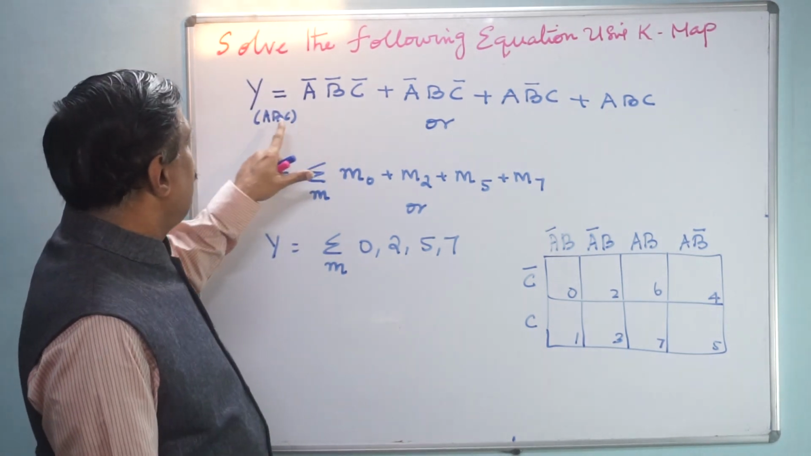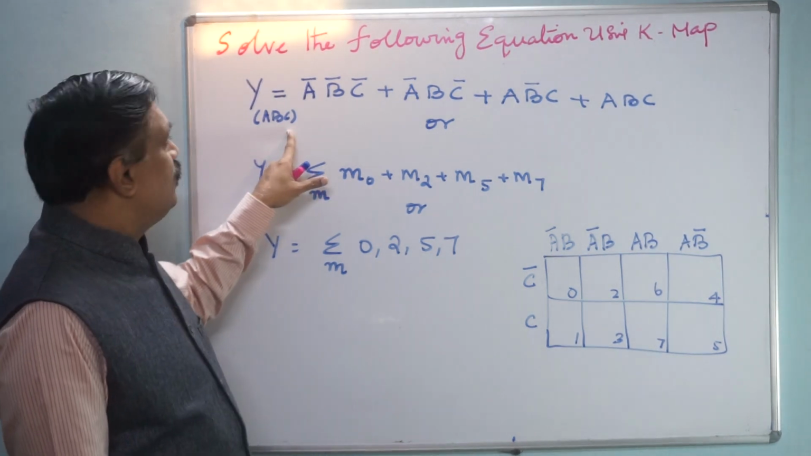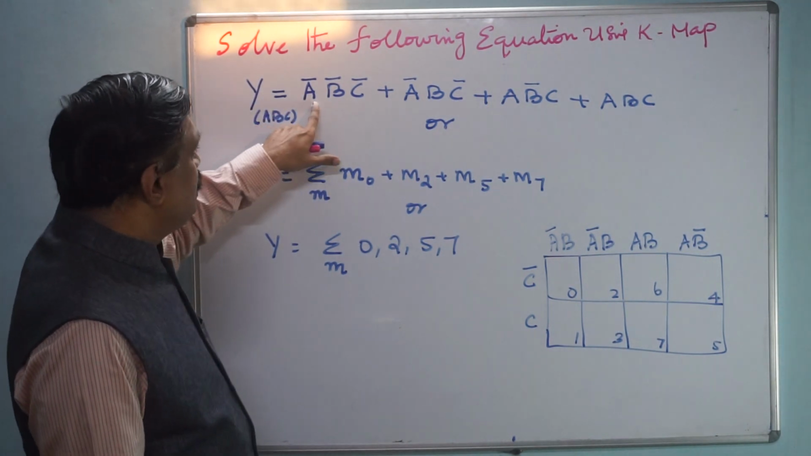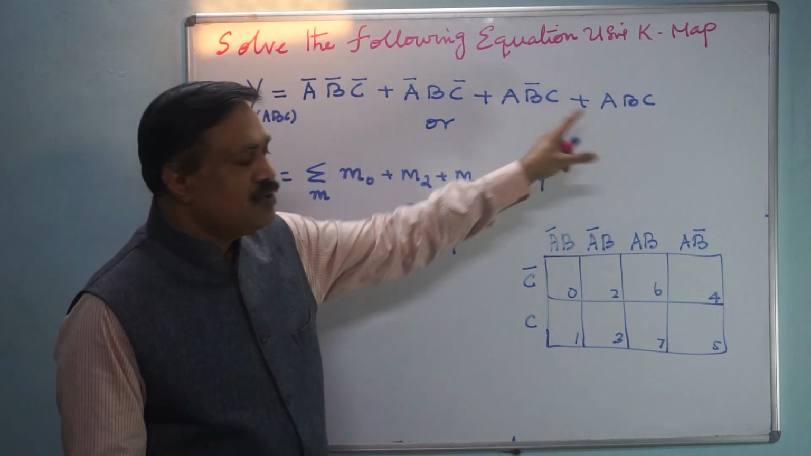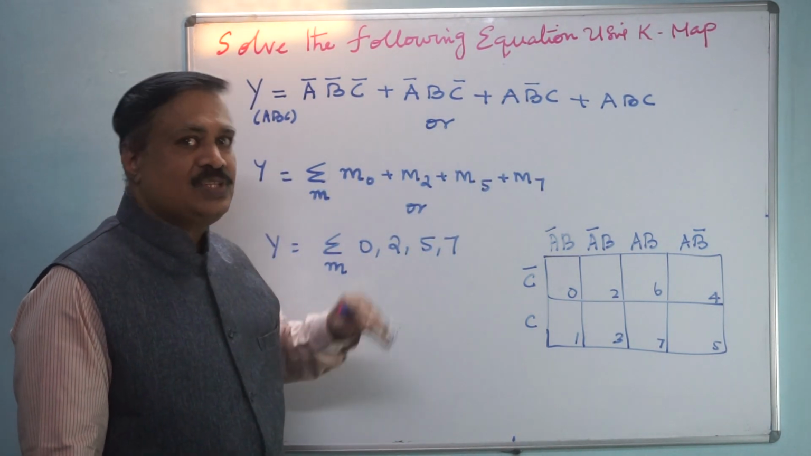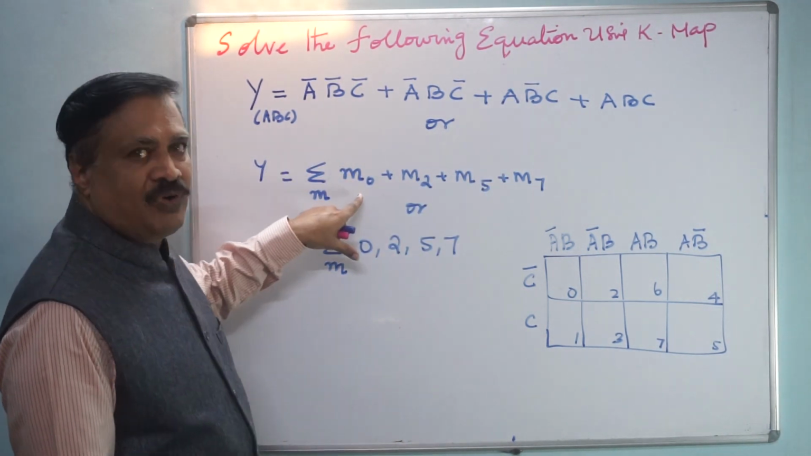Now this is an equation. It is a three variable equation. They have given ABC here. Y is a function, ABC they have given. If they have not given, you have to see these variables. Now in all the cases, three variables are there. Whether it is a variable or its complement, it is considered as a three variable equation only.